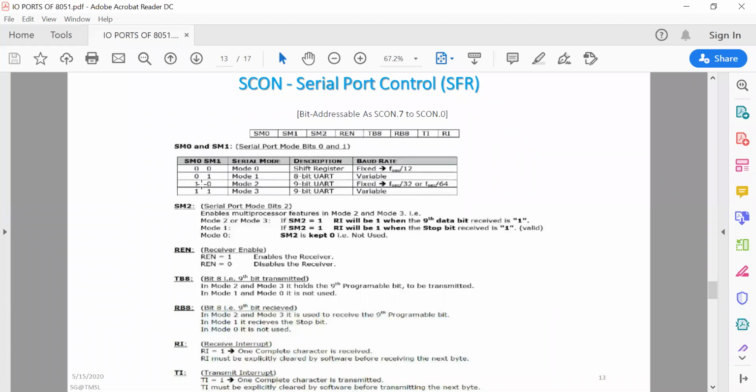And if SM0, SM1 are 1 0, then it is mode 2, the 9-bit UART. The baud rate will be either the crystal oscillator frequency divided by 32 or the crystal oscillator frequency divided by 64. Okay, it depends on the requirement. If both are 1 1, then it is mode 3, which can be used the same as the 9-bit UART mode, but the baud rate is variable.